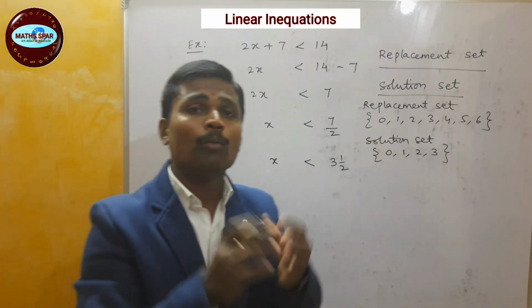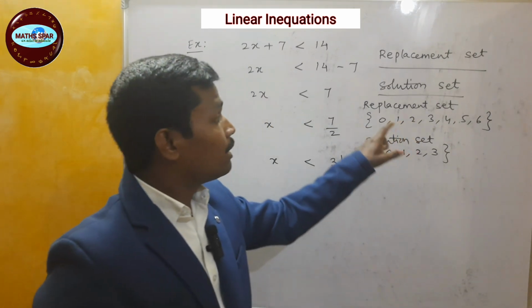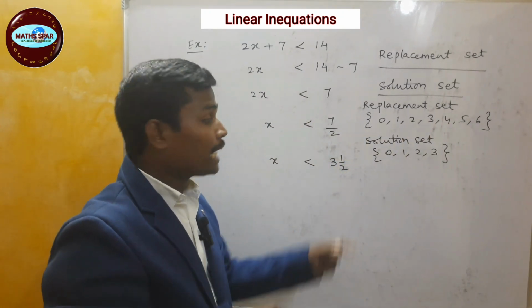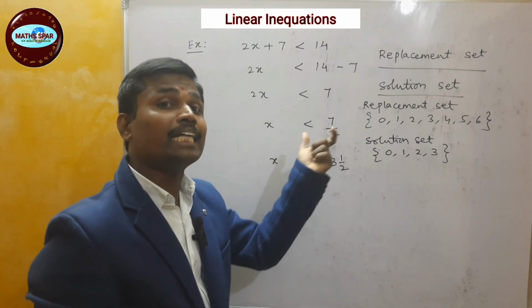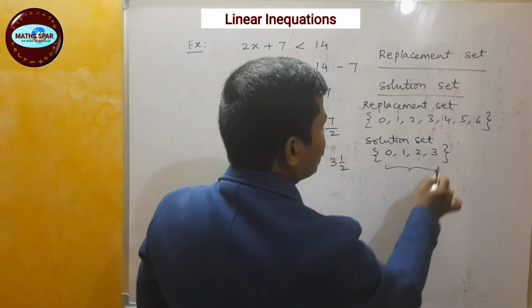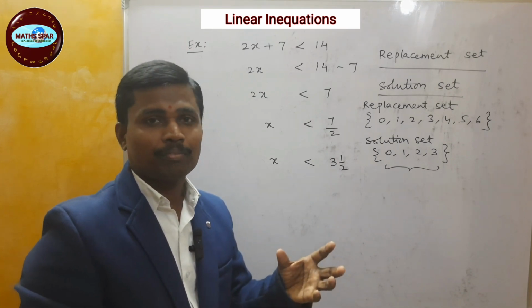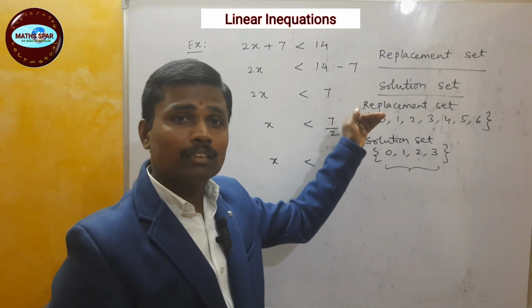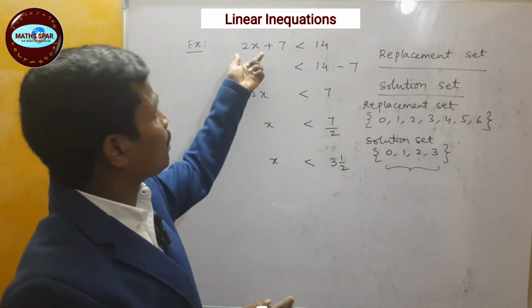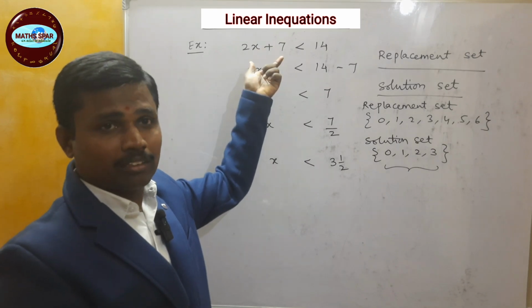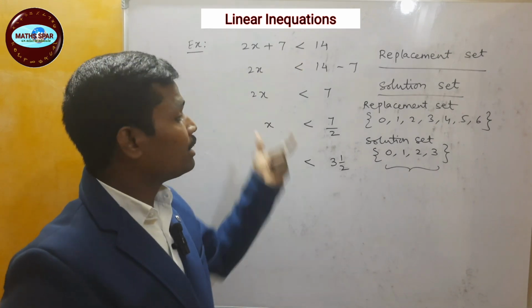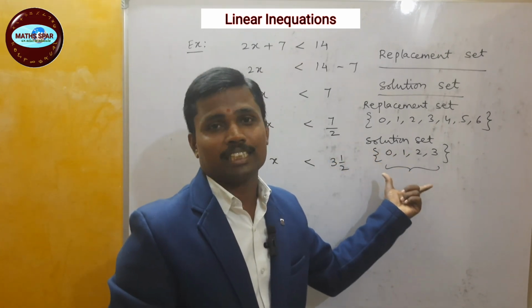The replacement set has many values which can be replaced, meaning x can be replaced by any of these values, but the values at which this inequation is satisfied are called solution set values. So the difference is: the replacement set is the values that can replace the given variable in the linear inequation, but the values that satisfy the given linear inequation are the solution set. Let us know more about these linear inequations.